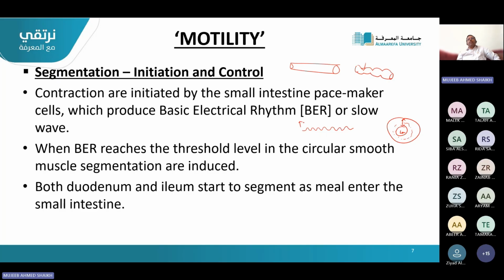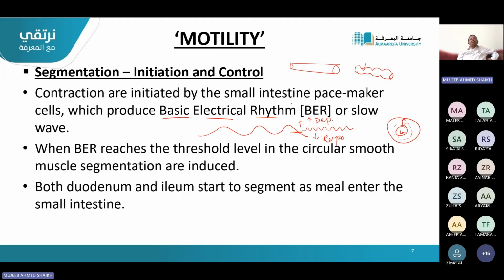If you remember from physiology, from the foundation block, this is the resting membrane. Anything going up is called depolarization. Anything going down is called repolarization. So there is an alternate wave of depolarization and repolarization going on in these muscles. This is called the basic electrical rhythm.